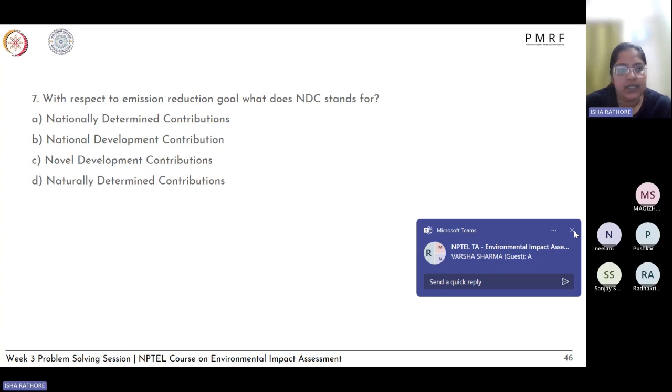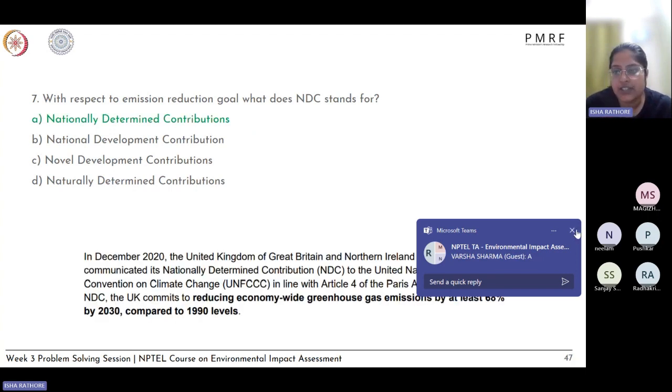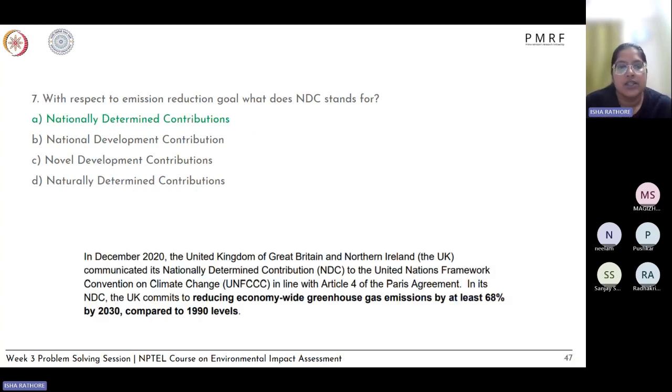Okay, we have another A. So the correct answer is A, nationally determined contributions. So the NDCs are nationally determined contributions, which are under the United Nations Framework Convention on Climate Change, the UNFCCC. And this was designed in the Paris Agreement.